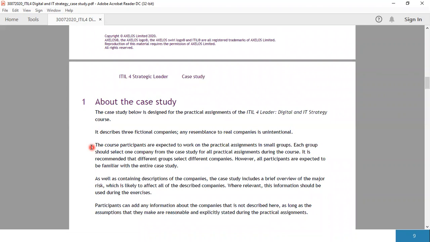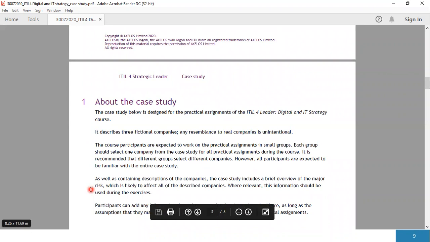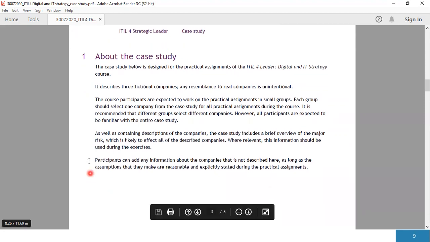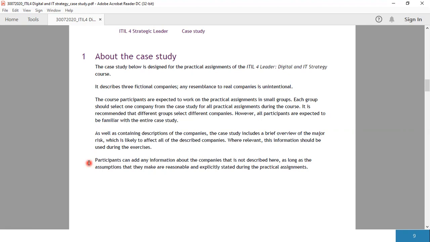Apart from the companies explained in this case study, there is also a risk report and information about how those risks are likely to affect all the three companies. And where relevant, this information should also be used during your assignments. You can also make some additional assumptions about these companies if you wish to, as long as they are reasonable, and you also mention them particularly in your assignment response forms.